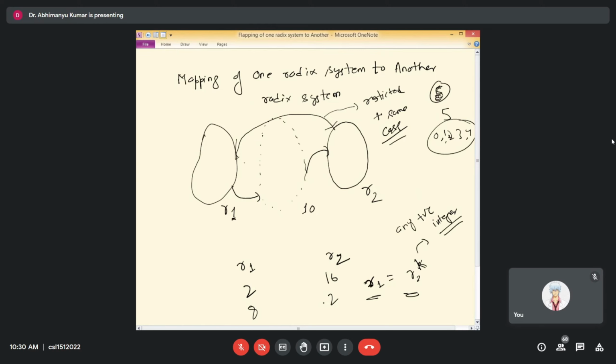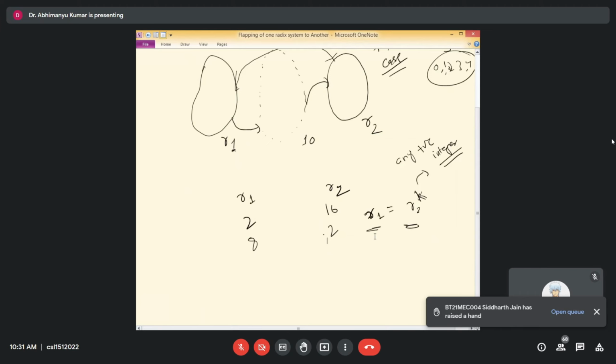We have a methodology to convert the quantity represented in the R1 system to the equivalent quantity represented in the R2 system. If we have this relation, then only we have a direct mapping technique. Otherwise, we always have what mapping technique? R1 is converted to the decimal system, and from the decimal system it is converted to the R2 system. If you have a question, you can ask. Any question?